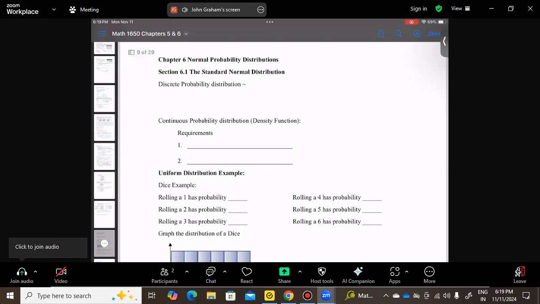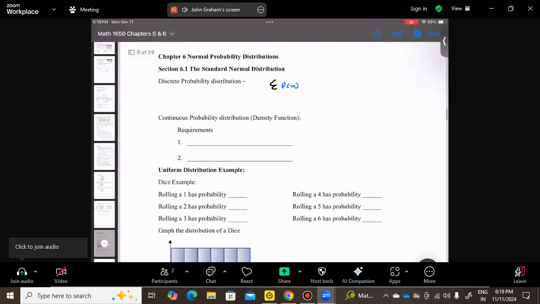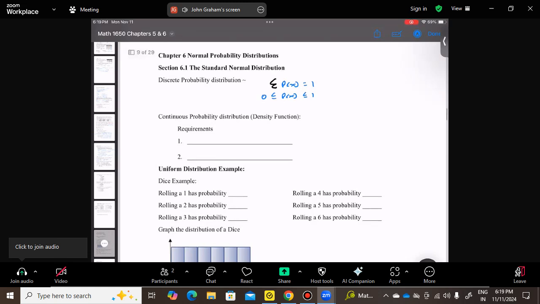In Chapter 5, the sum of all the probabilities for a probability distribution or binomial distribution was equal to 1. And all the probabilities were between 0 and 1. Those two things are still going to hold true for these next distributions. The main thing that's going to be different is that for the discrete probability distribution, x had to be countable or finite. That's not going to be the same with the continuous probability distribution.